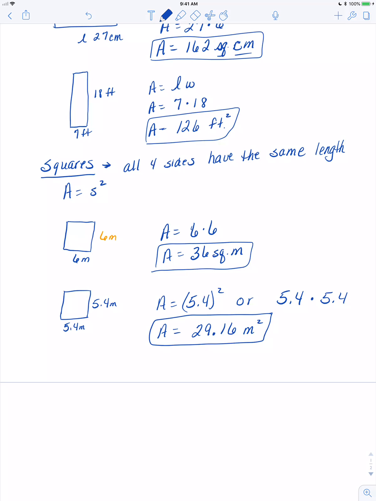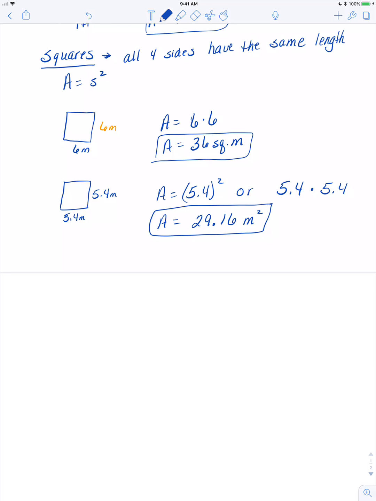Okay, so let's look at what if you're told to find the area of some strange figure that's not a rectangle or a square.